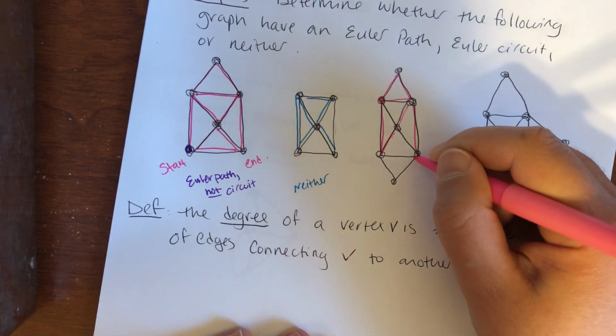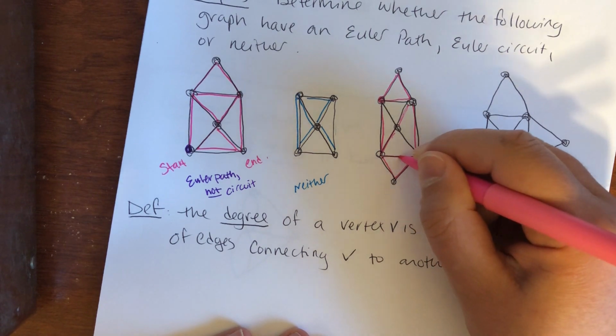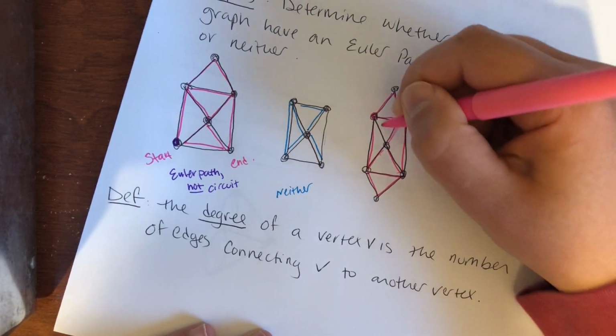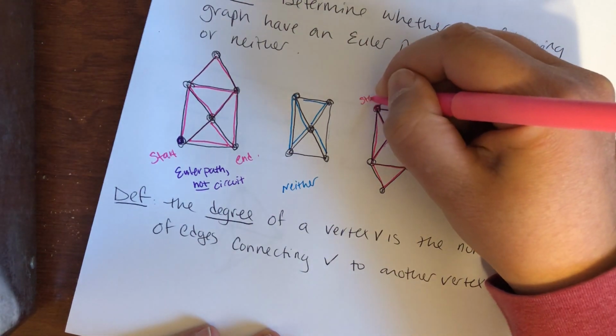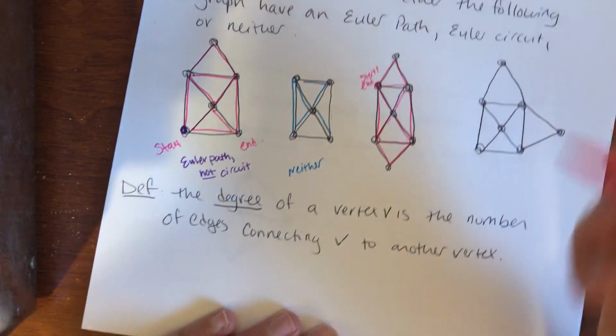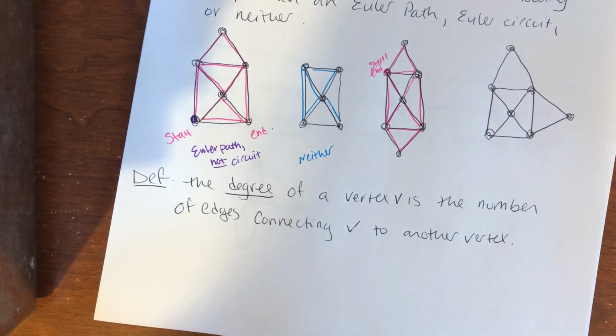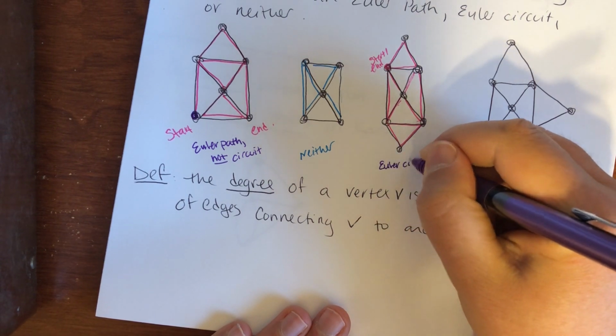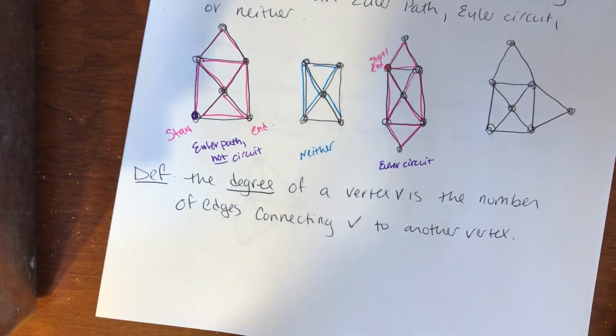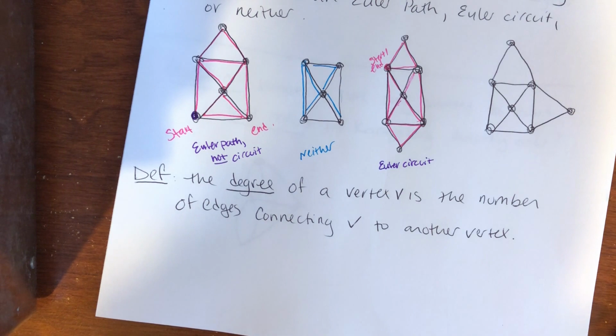Okay, so I come back down, maybe go around the triangle at the bottom and across, come up, and finally back up here. So in this case, my starting and my ending point were the same vertex, and I crossed every edge exactly once. This makes this an Euler circuit. If it has an Euler circuit, it automatically has an Euler path. That path is that circuit.